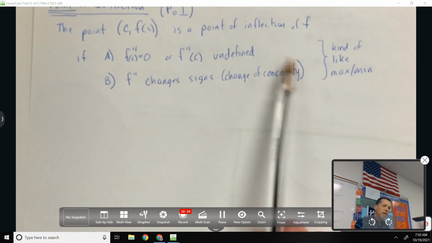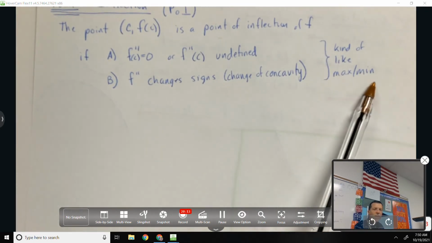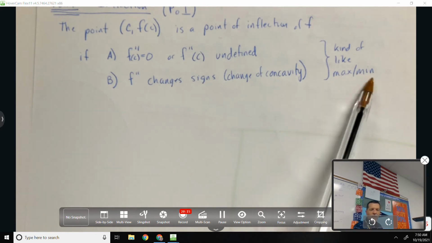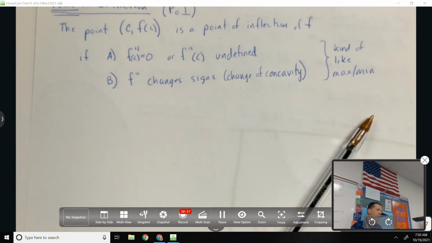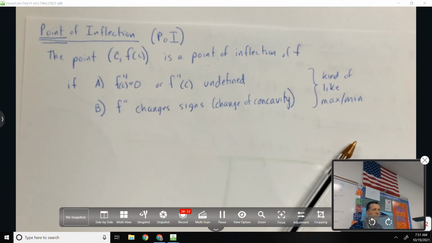Where it's not like the max and the min is that max and min are specific to which way it changes, right? If f prime changes negative to positive, that's a min. If f prime changes positive to negative, that's a max. Second derivative, it doesn't matter which way it changes. If it changes, it's a point of inflection. There's not a special name for changes concave down to concave up, or concave up to concave down. There's not a difference between those. It's still just a point of inflection.